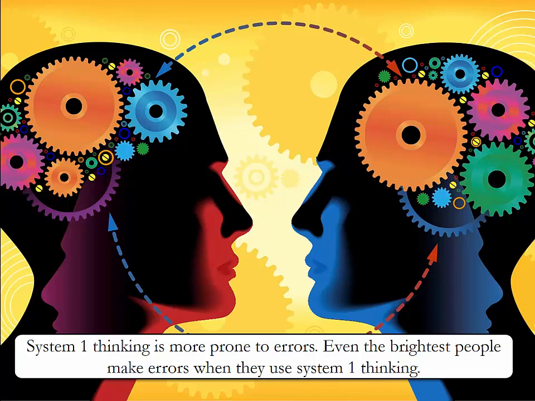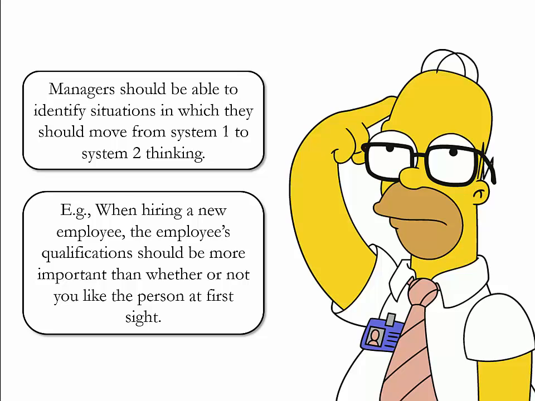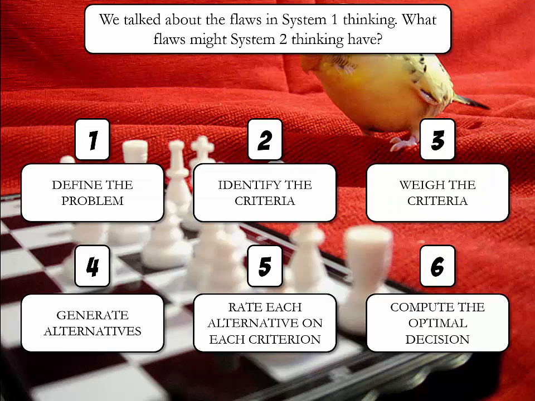The major disadvantage of System 1 thinking is that it is prone to errors, as we illustrated with the earlier questions you had to answer quickly, therefore using System 1 thinking. Even the very brightest of people make errors when they use System 1 thinking. In the case of business managers, we would hope that they would be able to identify situations in which they should move from System 1 to System 2 thinking. For example, when someone is interviewing a potential employee, the employee's qualifications should be more important than whether or not you like the person at first sight.